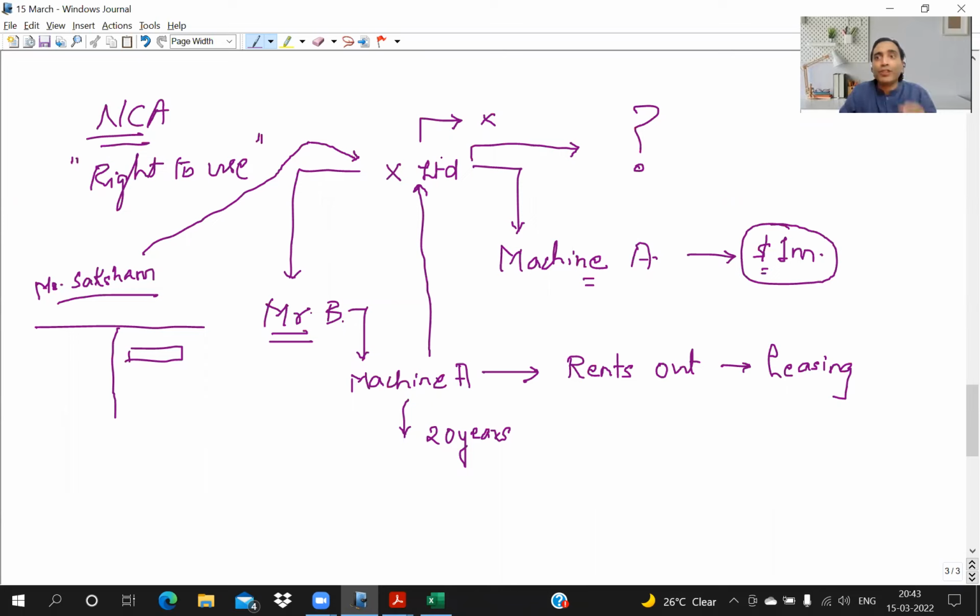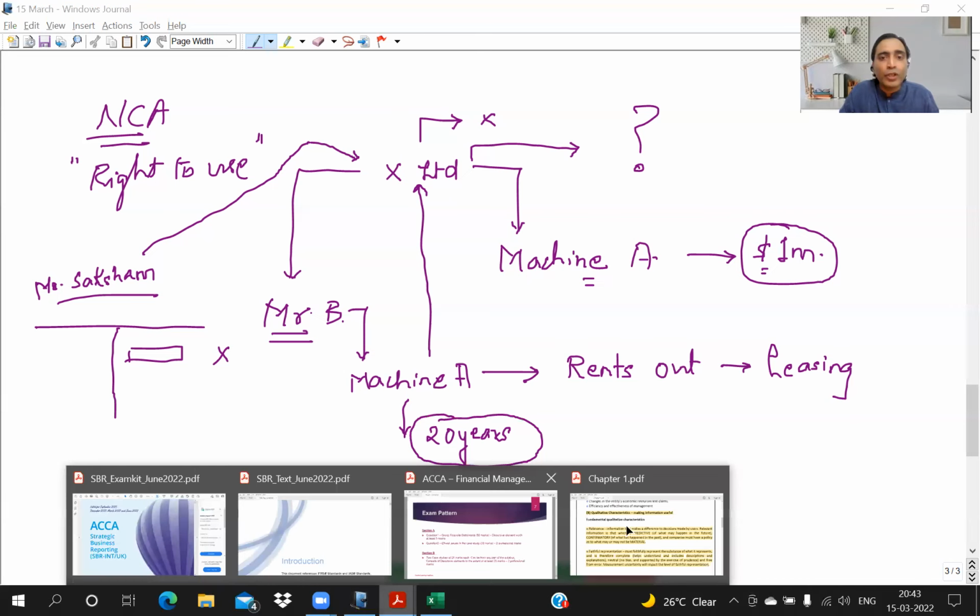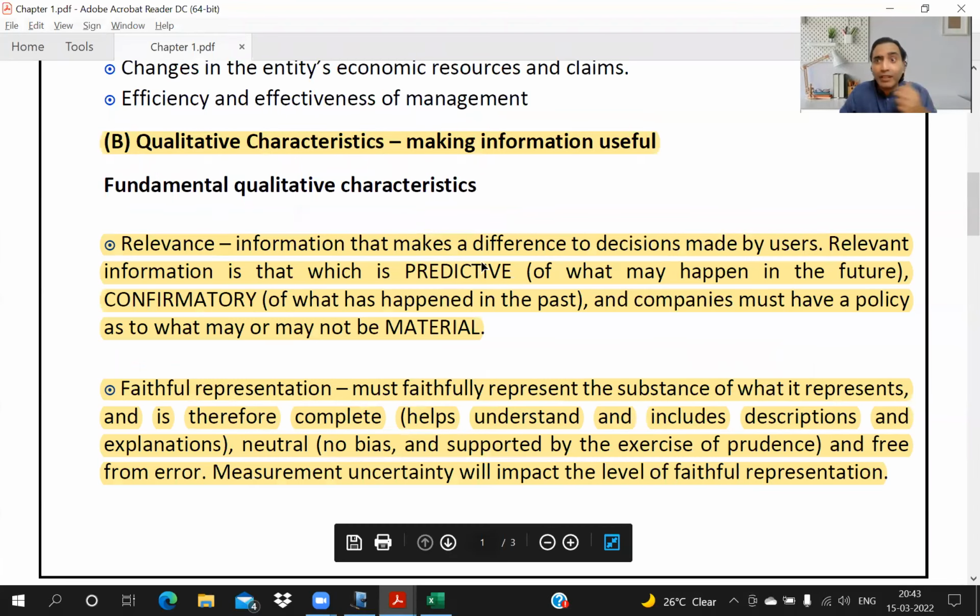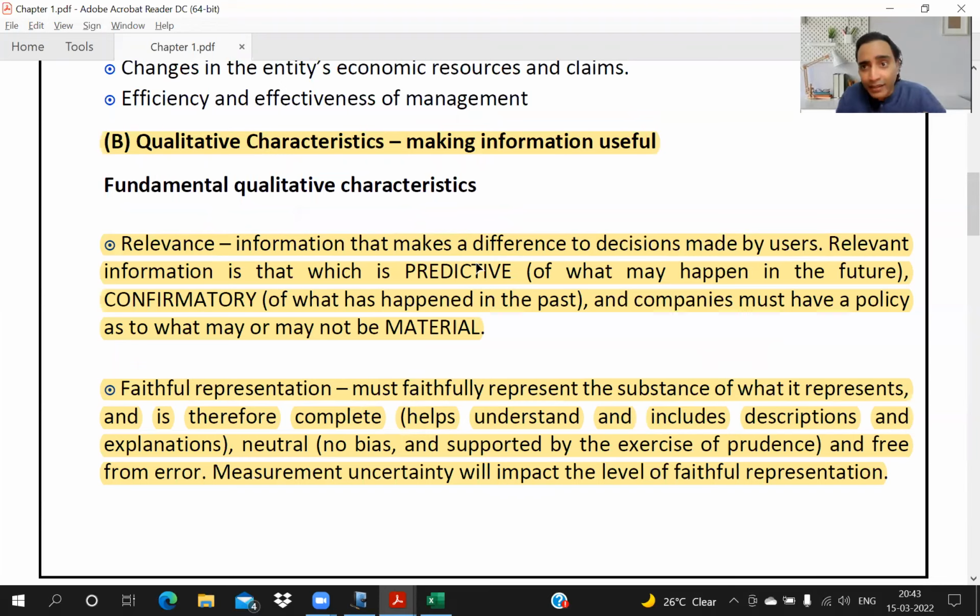Because X Limited indeed is using this machine for 20 years. That means X Limited is an effective owner. Although it's not a legal owner, effectively X Limited is the owner. It is going to use it across the entire life of the asset. All the benefits from that asset would be enjoyed by X Limited. So naturally, if X Limited does not recognize this asset, yet enjoys the income from that asset, then the financial statements would lose the predictive value. Saksham will never come to know that X Limited has an asset which can give income for the next 20 years. You won't come to know, right? None of the investors will come to know, and then the financial statement will lose its predictive value. Guys, are you understanding this?